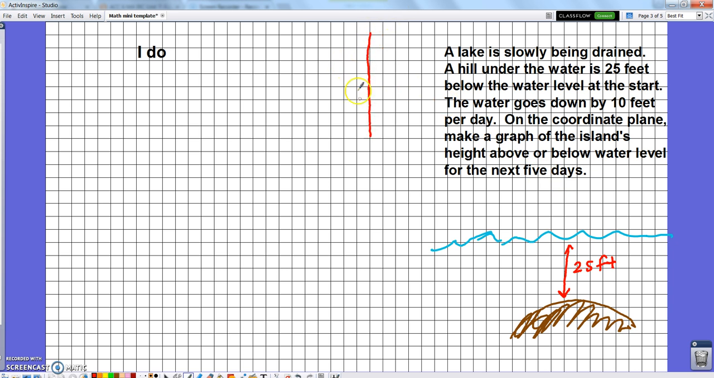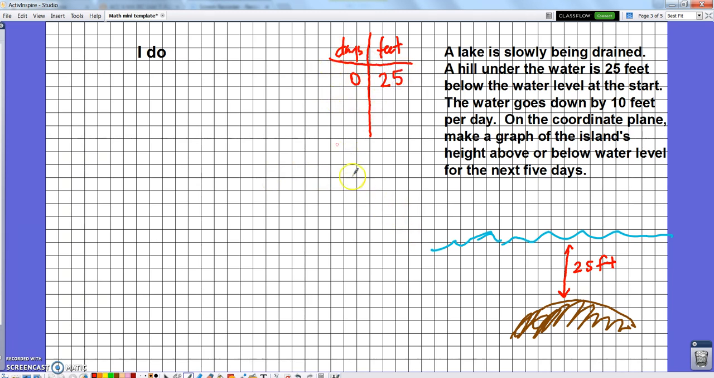All right. So let me make a table first. I'm going to get used to my info. So I've got days and I've got feet above or below. And so first thing to know, usually when you say when I start, a lot of times we call that day 0. So how many days have gone by when this starts are 0. A lot of times these will start at 0. They can start at 1, sometimes 2, but a lot of times they start at 0. So no days have gone by and the water is 25 feet, right?